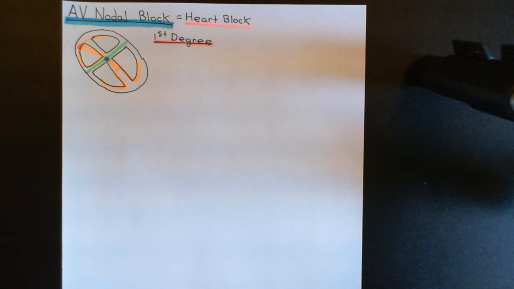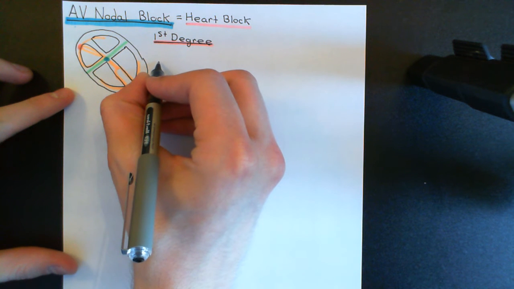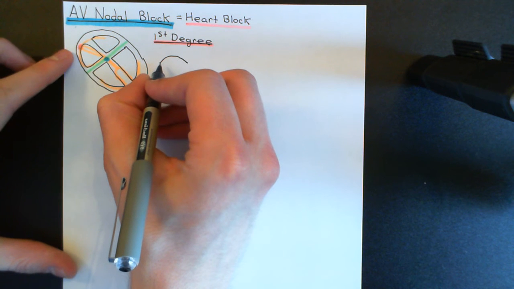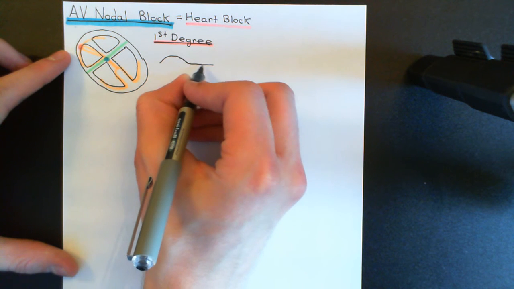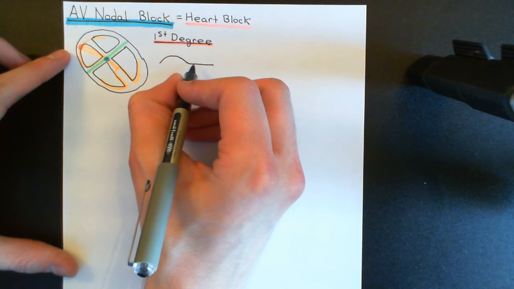So let's think about how this is going to appear on the ECG. Remember which portion of the ECG actually corresponds to the electrical signal propagating through the AV node. Well, that's the interval between the P wave and the QRS complex. So if we're suffering from first degree AV nodal block, that interval is going to be lengthened. So let's just start drawing the ECG here. Here we have the P wave, which corresponds to the electrical signal propagating down the walls of the atria. Then we have this flat portion where we're at 0 electrical potential difference between the 2 electrodes of the ECG.